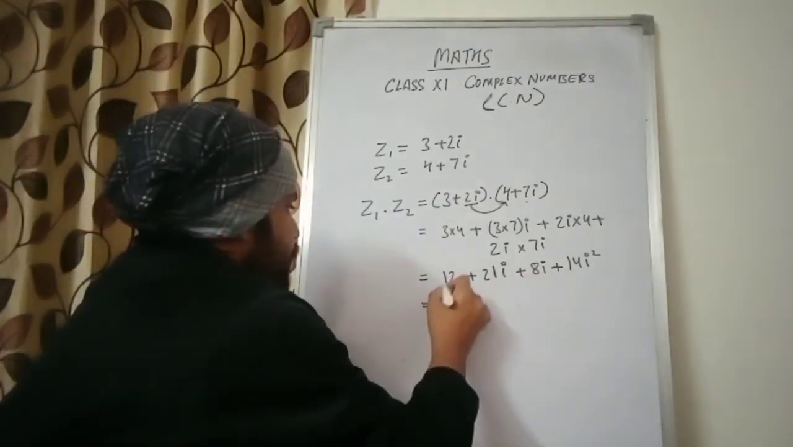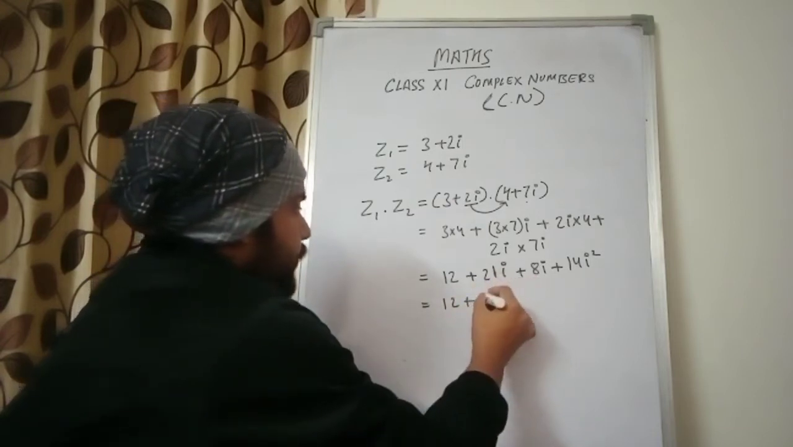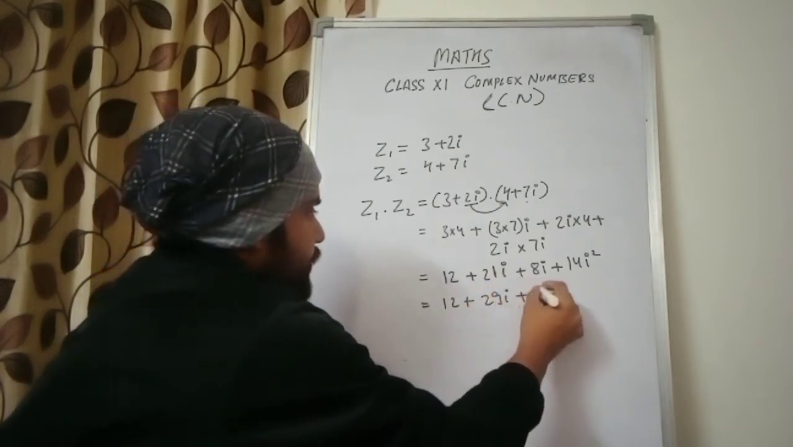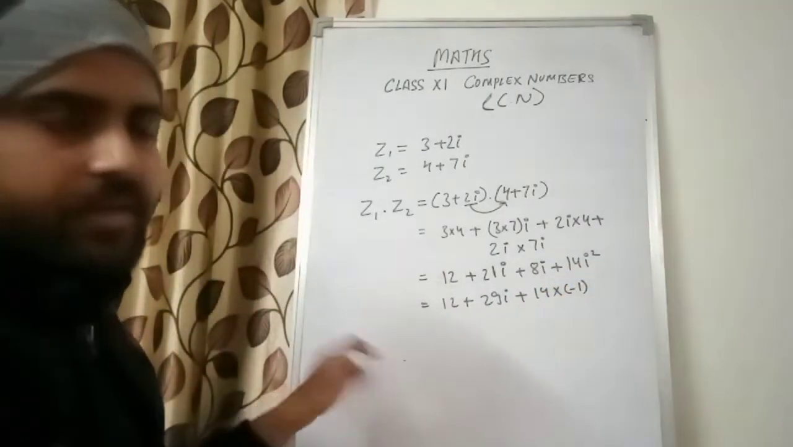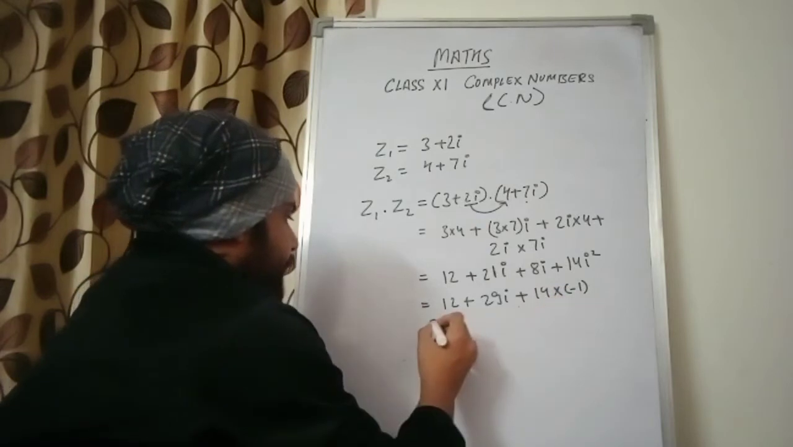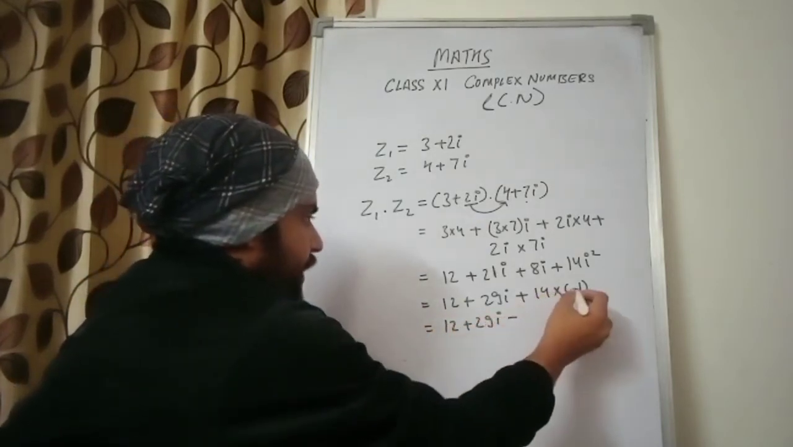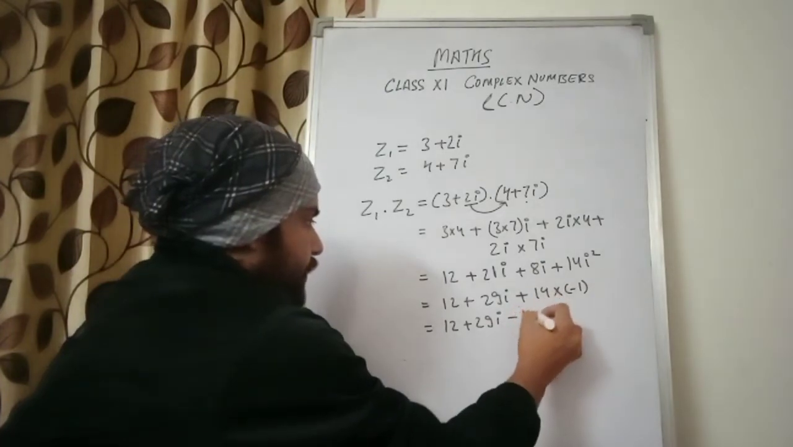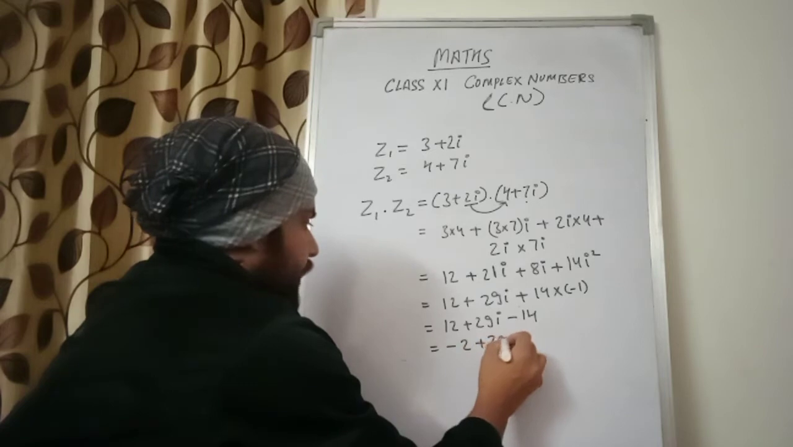So now 12 plus 21i plus 8i, that will be 29i, plus 14 times i square, which is minus 1, as we have seen here directly. So now just multiply: 12 plus 29i, minus into plus, that will be minus 14. 12 minus 14 will be minus 2 plus 29i.